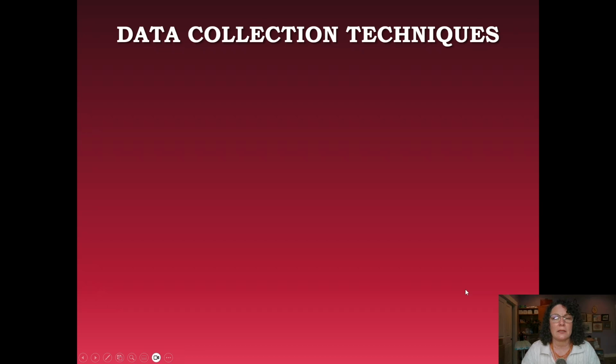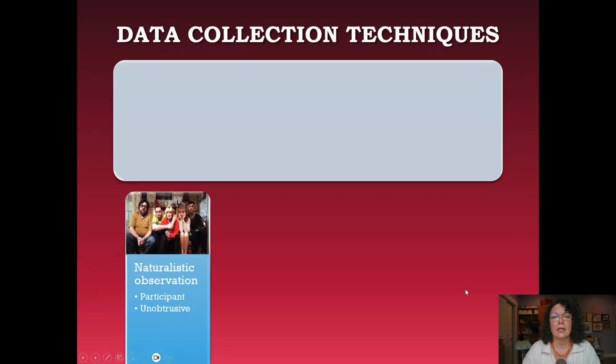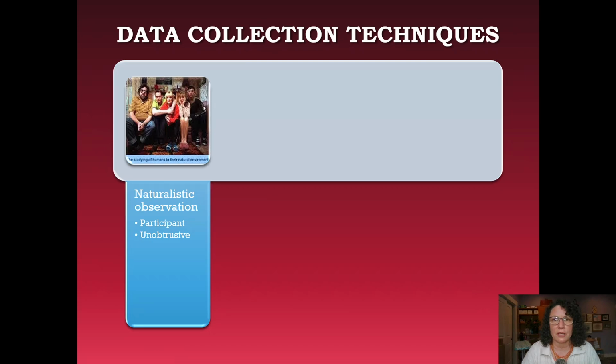So some data collection techniques. So naturalistic observation, the picture says, studying of humans in their natural environment. So this is where you're actually going to go to the natural place where the behavior is likely to be emitted. In the case of IO psychology, probably the workplace. And you're going to try to observe the behavior of the participants, they're the subjects, as unobtrusively as possible. You don't want them to notice that you're watching them and recording what they're doing.